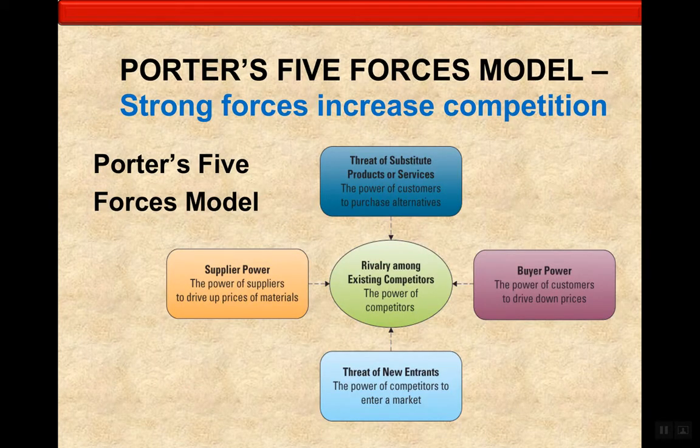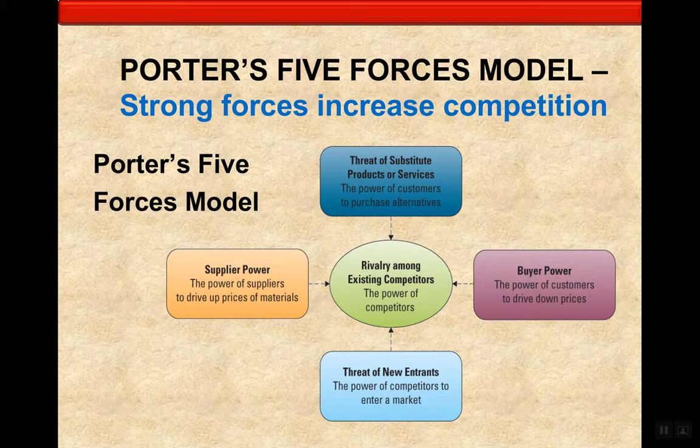Porter. Now, the Porter we talk about here is Michael Porter, and he did a lot of work around competitive theory. He has what he calls the five forces model. If this looks a little bit familiar, it's very similar to what we talked about with the stakeholder model.